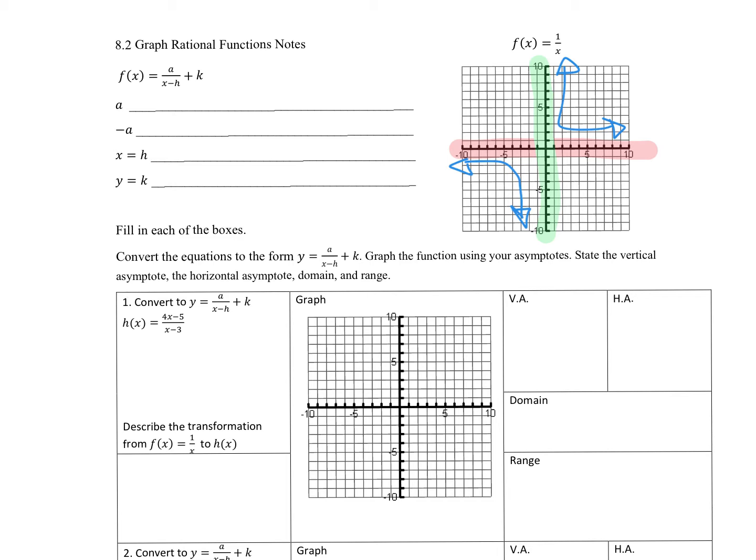Now, of course, the parent function, if you're curious, is this guy right here. F of x is equal to 1 over x. And the various transformations that we're going to be looking at, like I said, was a couple. We're going to be looking at a vertical stretch. We're going to then be looking at a reflection across the x-axis if the negative's in the front.